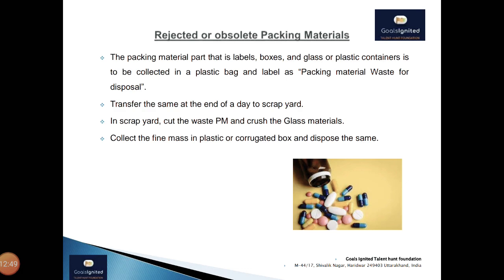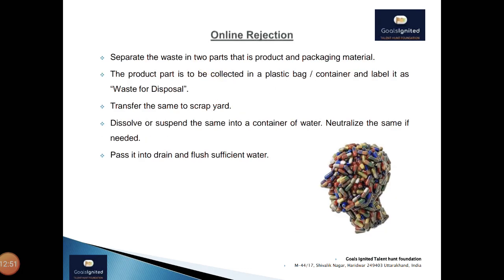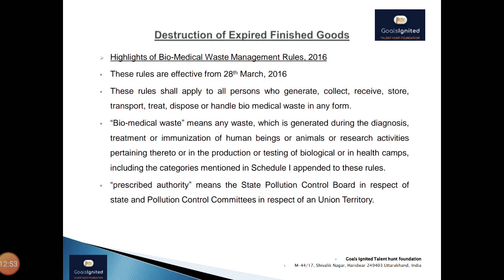So, destruction. Now we come to the destruction of the expired finished goods. Here we are concerned about the expired finished goods. In the maximum number of cases we observe expired goods or market return materials, which are expired or defective products that are being recalled from the market.